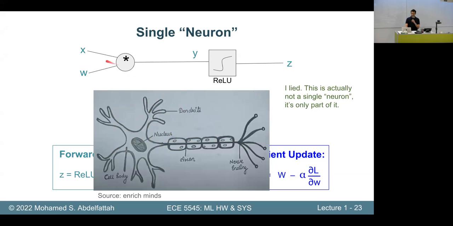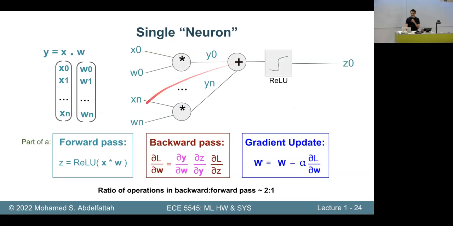So here I'm showing just one dendrite connected to an activation function, whereas it should look more like this, where you have many dendrites or many inputs, each scaled by a trainable parameter, and then they're all added together, and then they go through an activation function. That doesn't really change the simple derivation that we went through, though. But now, at least for these boxes, we can say this is part of a forward pass and part of a backward pass, whereas the complete forward pass is actually a dot product between all of the inputs and all of the scale factors, the trainable parameters, and then they're all added together.